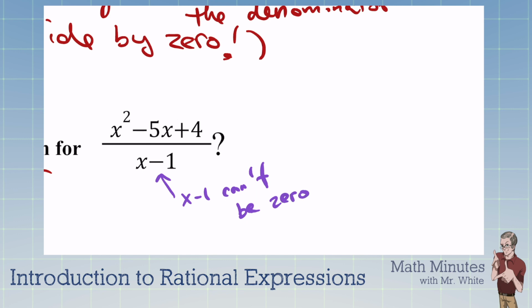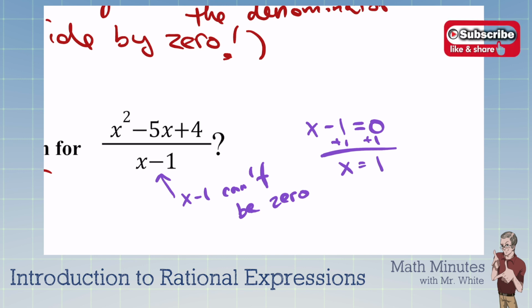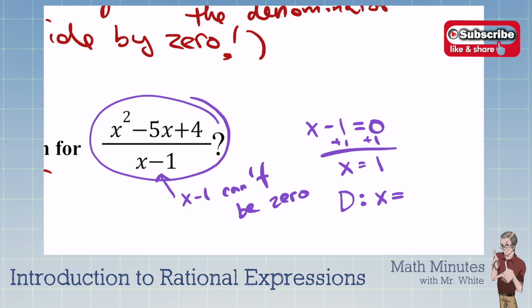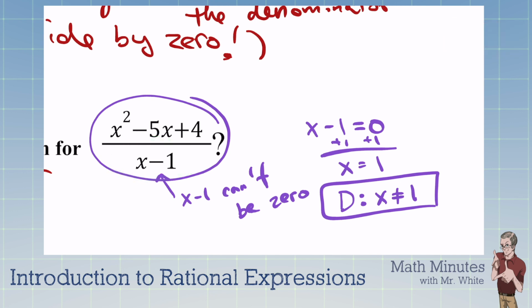So let's solve for what I like to call the problem children. X minus 1 equals 0. So if we add 1 on both sides, we see x equals 1 is what we would call a problem child, an excluded value, a number that we're not allowed to plug into this entire fraction. Can never plug 1 into this. So the domain here would be x is not allowed to be 1. These would be called excluded values. You're not allowed to have x equals 1 because it causes the entire fraction to blow up. It causes the denominator to be 0.